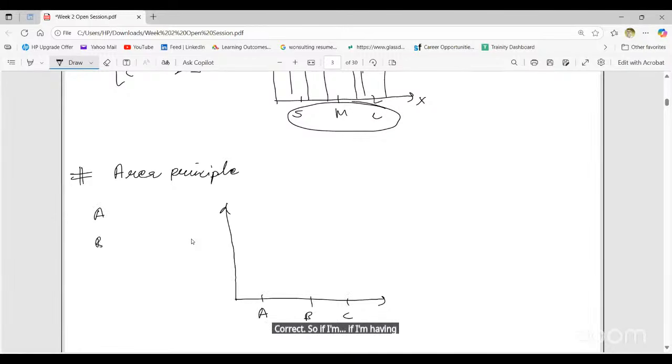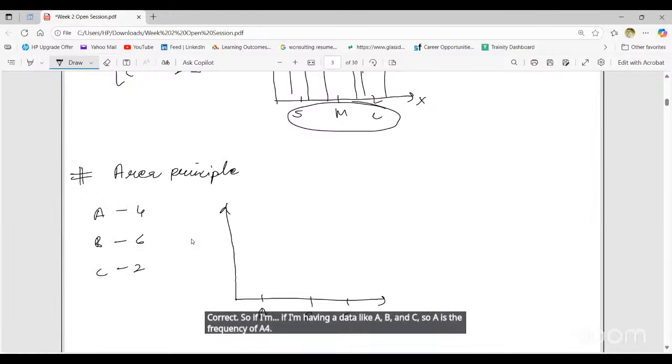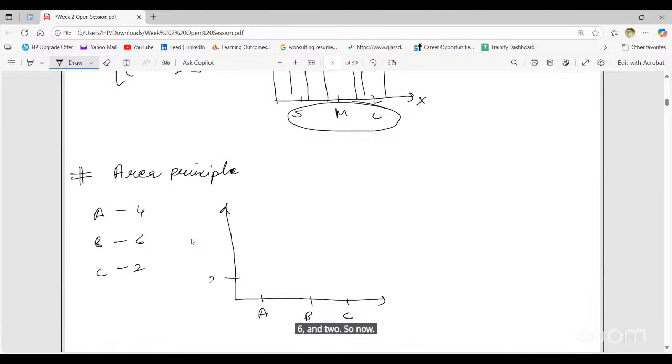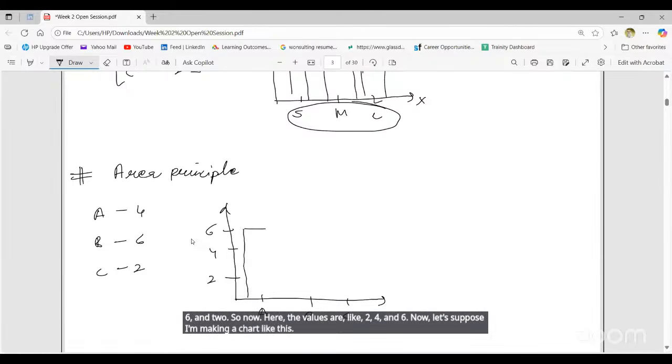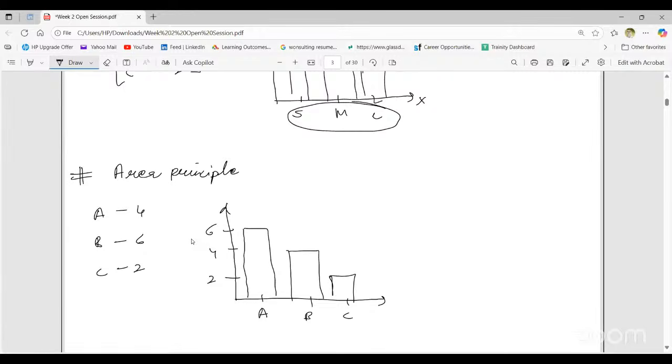So if I'm having bar data like A, B, and C, the frequency of A is 4, B is 6, and C is 2. So now here the values are like 2, 4, and 6. Now let's suppose I'm making a chart like this. Is it a correct bar chart? No, ma'am. A is related to 4, but here A's frequency is 6.